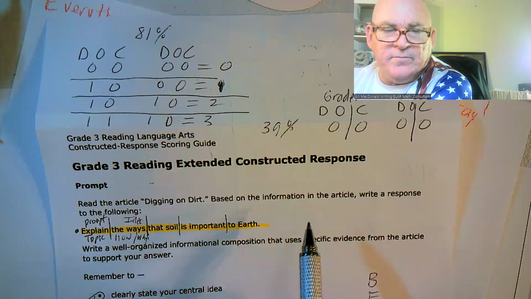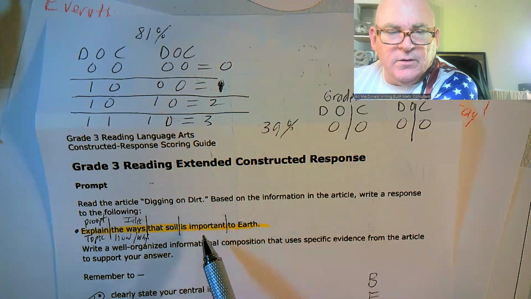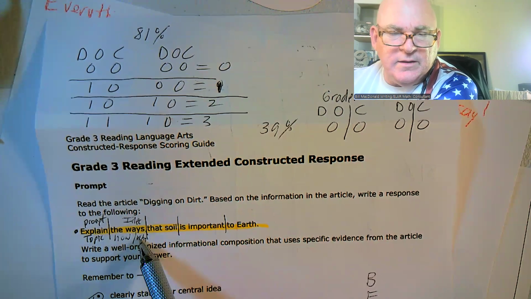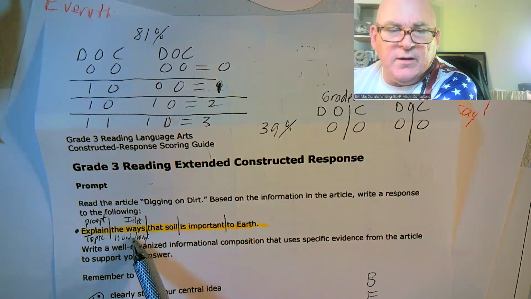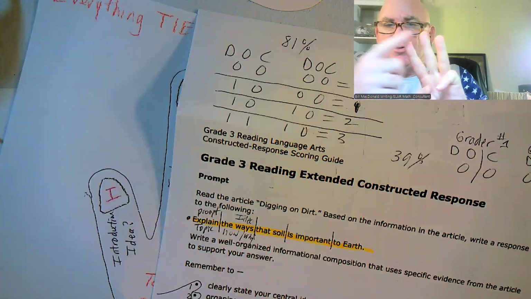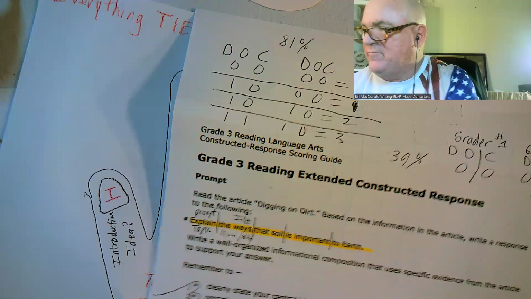So remember, your students would have to be able to say something like this. Soil is important to the earth. In other words, I'm putting the pieces back together in these ways, or because, and then you can either give me 1 or 2 or 3 examples that you might find from the text.